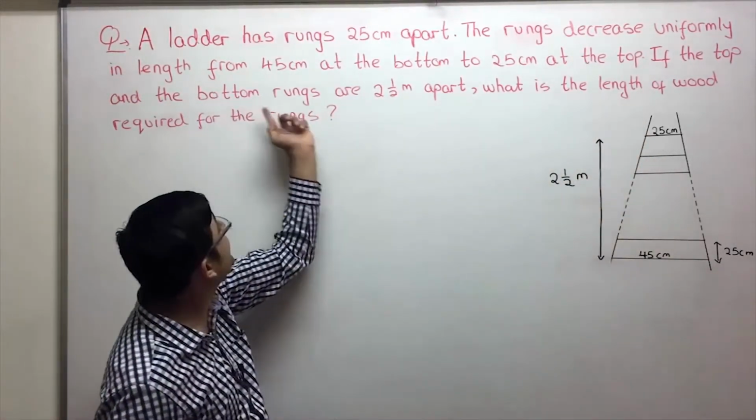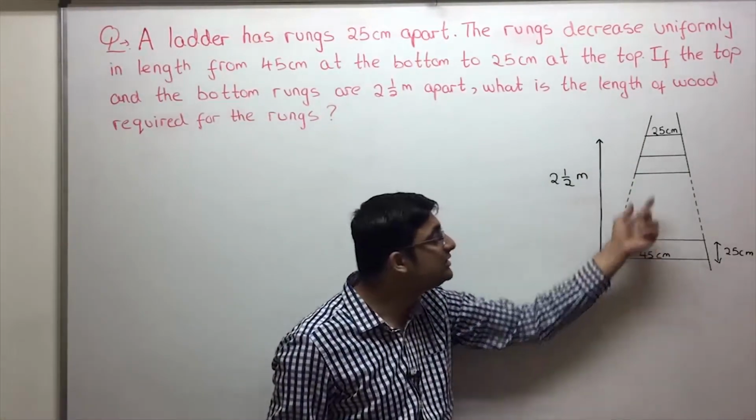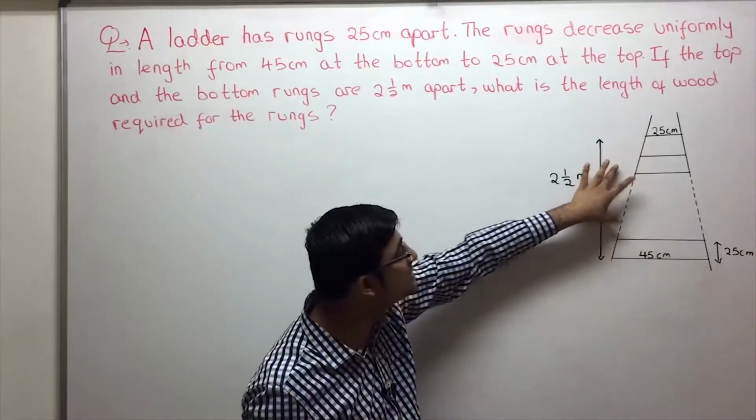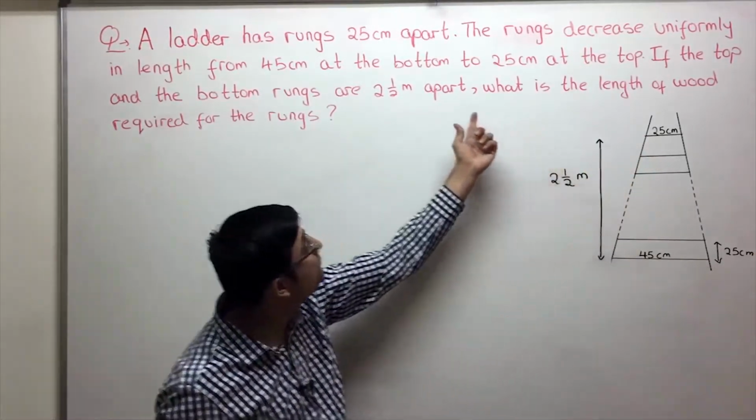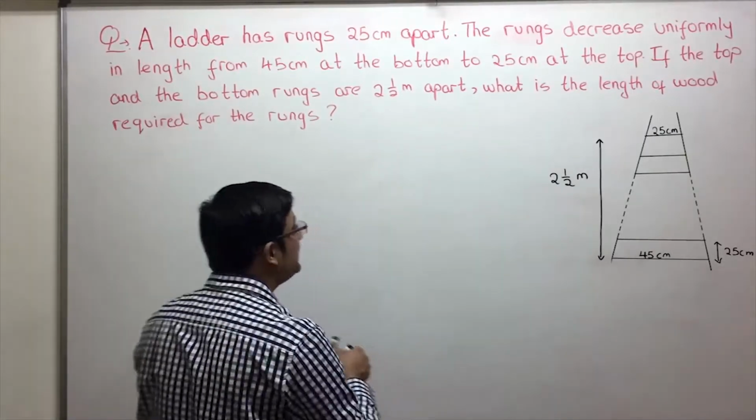Now, the top and the bottom rungs are 2.5 meter apart. This is the bottommost rung, this is the topmost rung. These two rungs are 2.5 meter apart. We have to find the length of wood required for the rungs. I hope the question is clear. So let's begin.